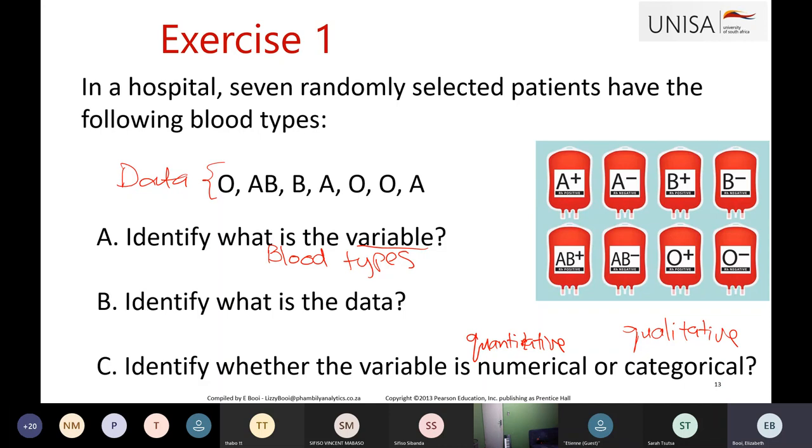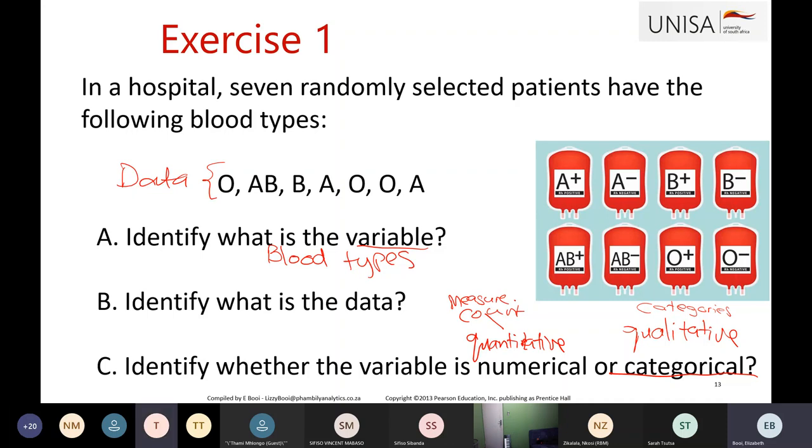Okay. Identify whether the variable is numeric or categorical. Is the blood type numeric or categorical? Categorical. Can I measure them? Can I count them? Or can I put them into categories? I can put them into categories. So it means it's categorical data. And those are the types of variables that we have.